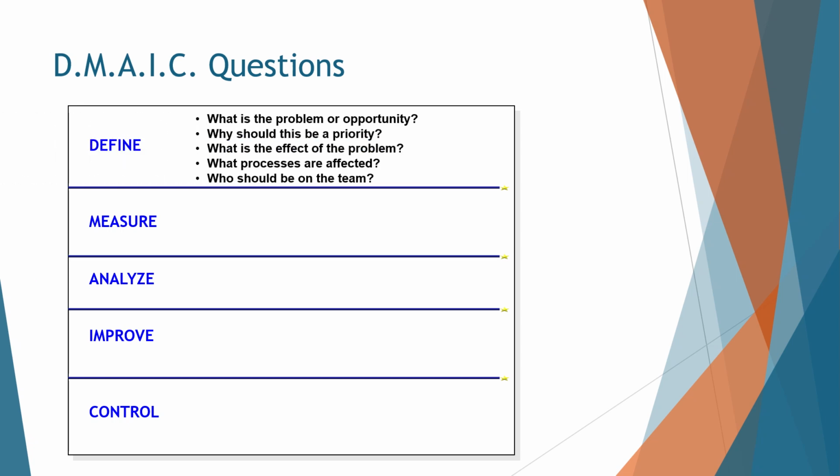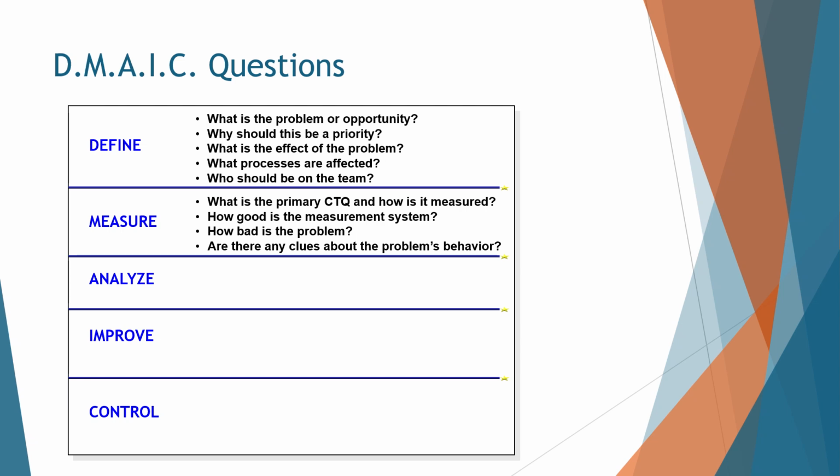In the define phase, we ask, what is the problem or opportunity? Why should this be a priority? What is the effect of the problem? What processes are affected? Who should be on the team? For the measure phase, we ask, what is the primary critical to quality variable and how is it measured? How good is the measurement system? How bad is the problem? Are there any clues about the problem's behavior?